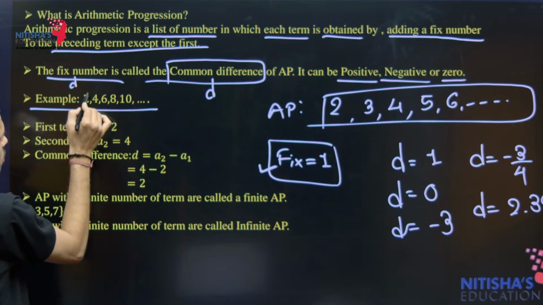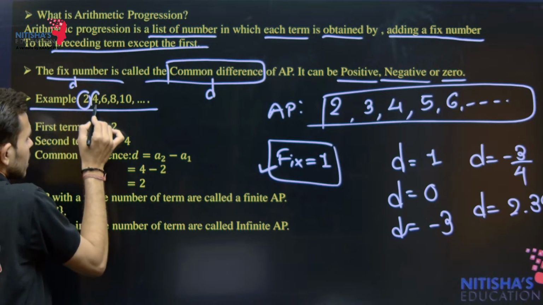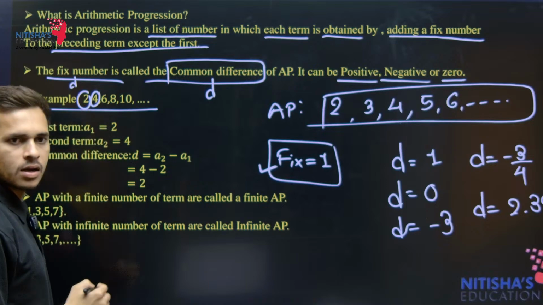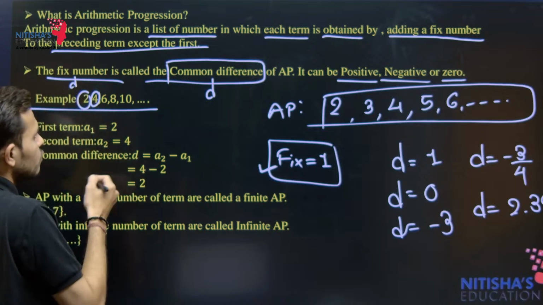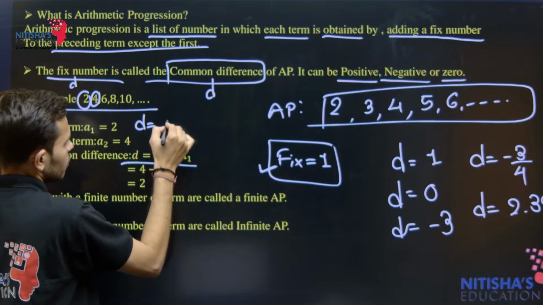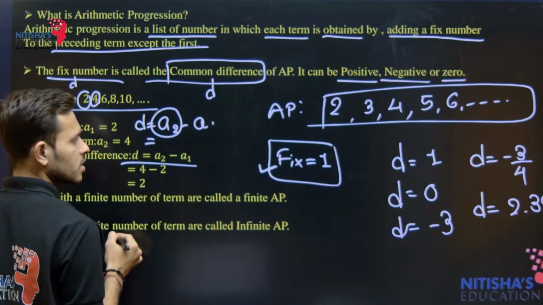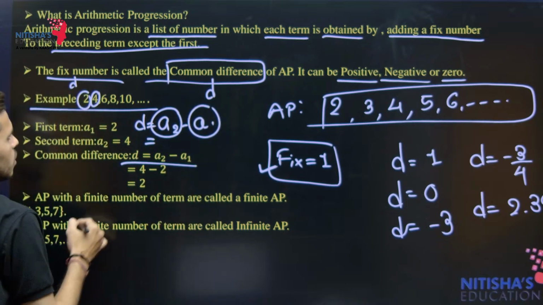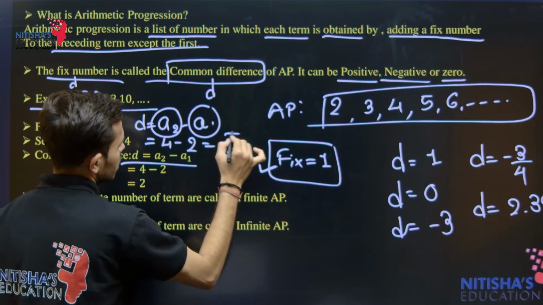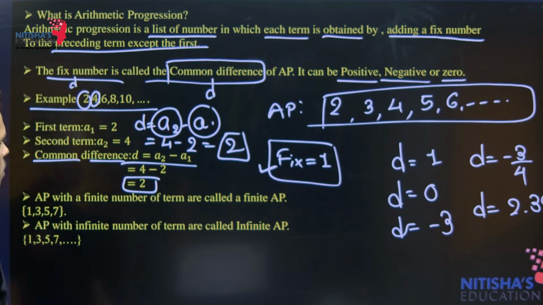That is one example of this AP. The first term is 2. We add a fixed number to it, and we get our second number, which is 4. But here we don't know what the common difference d is. If we want to find d, there is a formula: d is equal to a2 minus a1, where a2 is the second term and a1 is the first term. The second term is 4, the first term is 2, 4 minus 2 is 2. So the value of the common difference is 2.